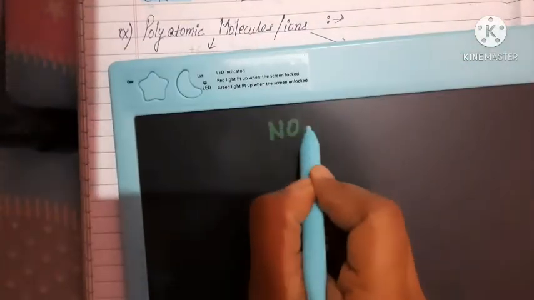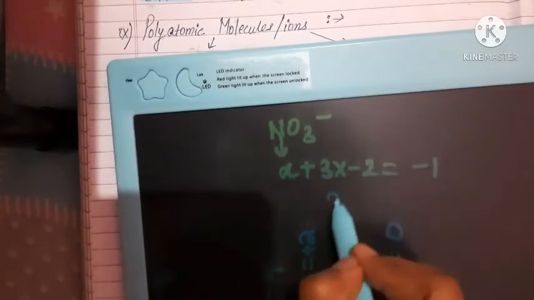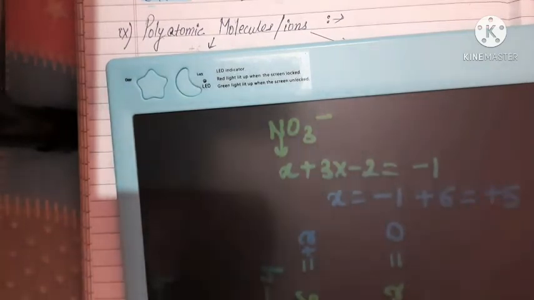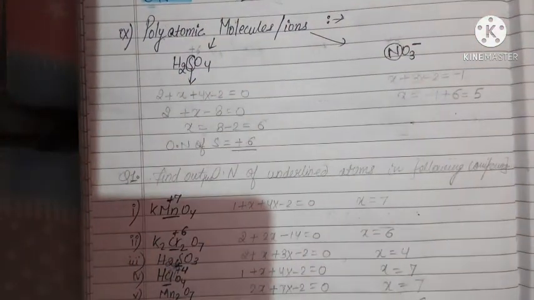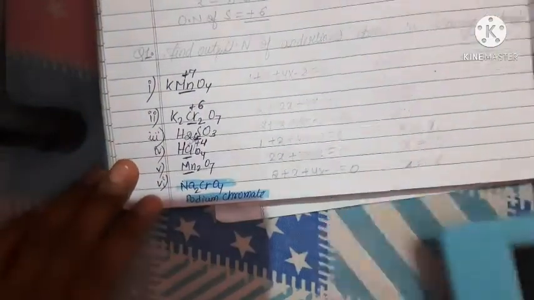And in case of NO3 minus, let it be x plus 3 into minus 2 equal to minus 1, x equal to minus 1 plus 6 equal to plus 5. Okay. Now, we have to find oxidation number of underlined atoms in the following compounds. So we're going to find oxidation number for these, okay?